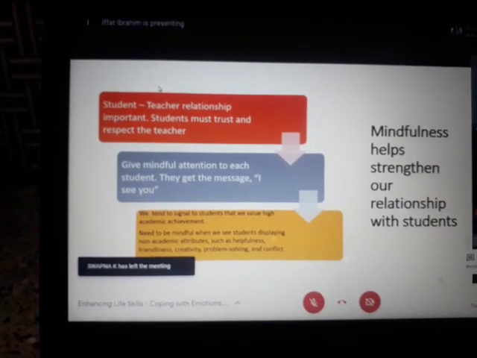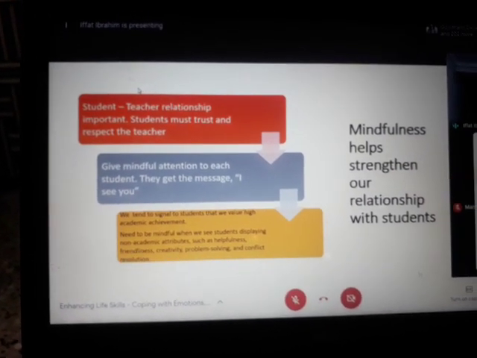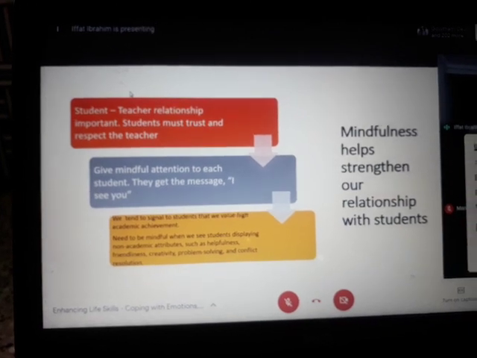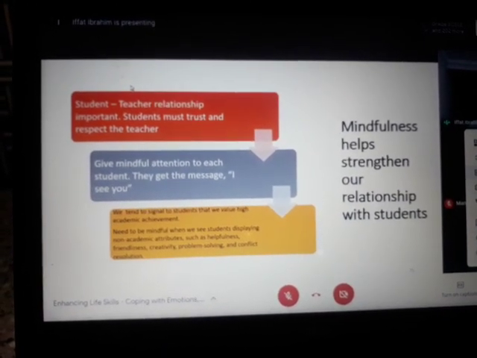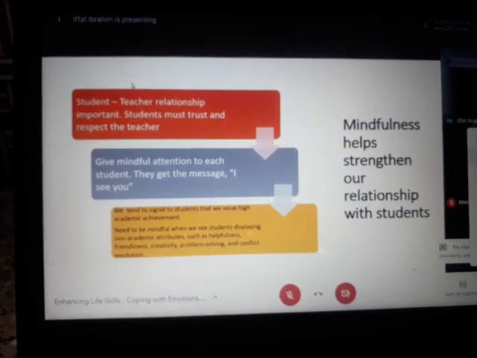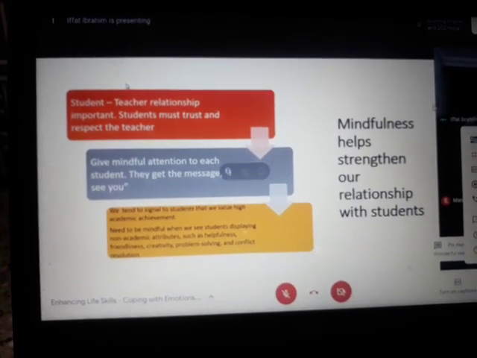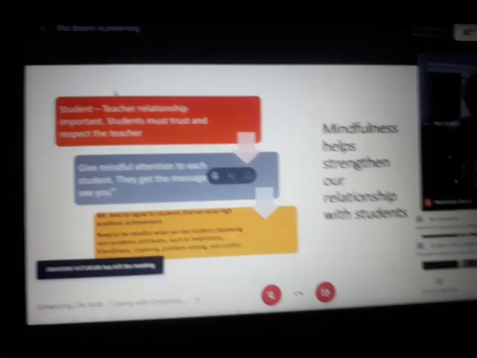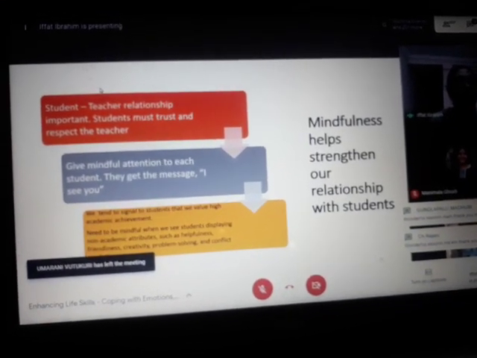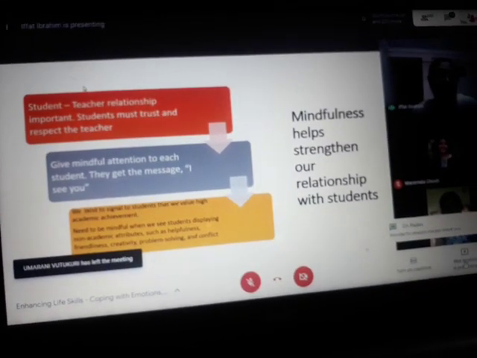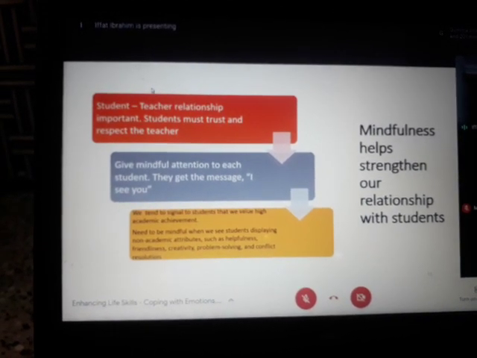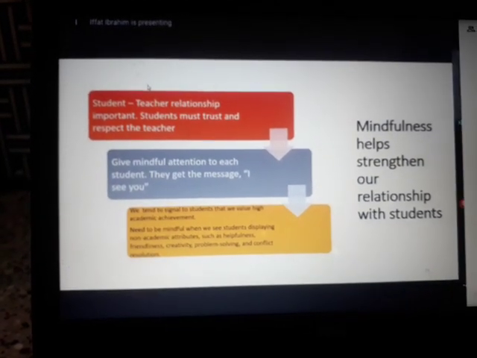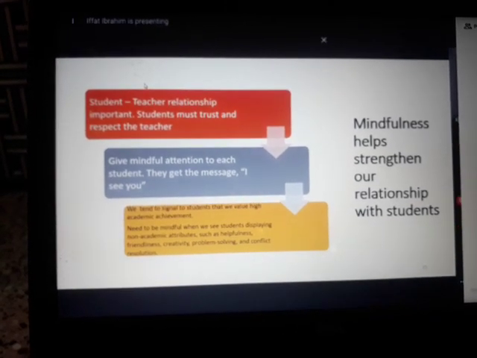Because the goal of school is learning, we naturally tend to signal to the students that we value high academic achievement. However, if we see the student displaying other attributes such as helpfulness, friendliness, creativity, we must communicate that we value these features as well. Now, students feel the connection with the teachers when they know that their teachers are truly seeing them and appreciating them.